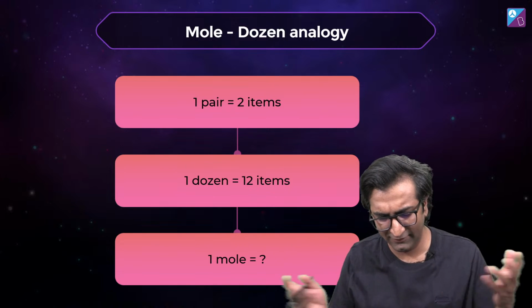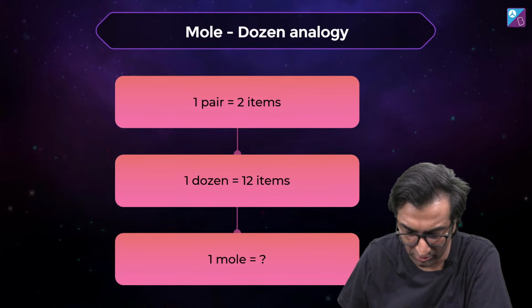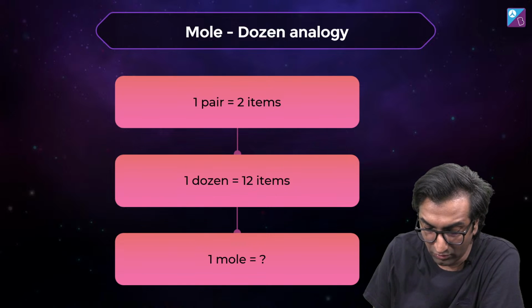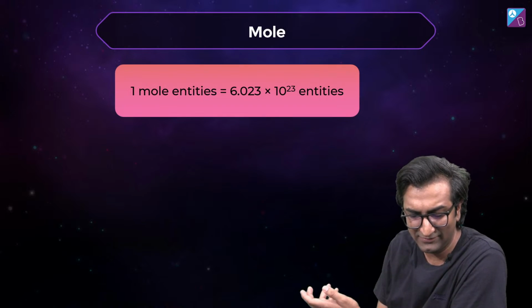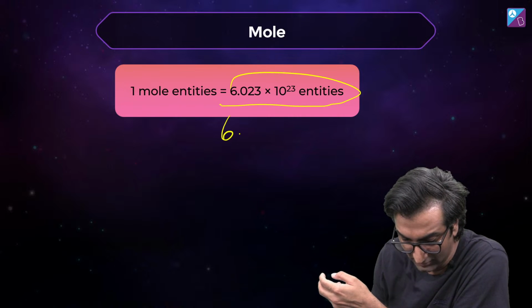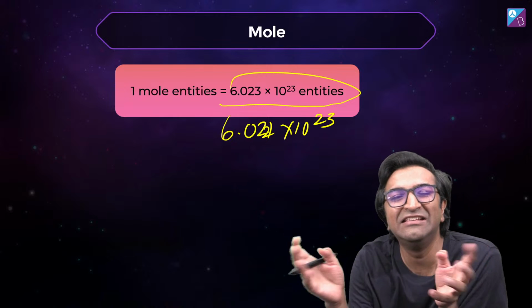You probably already know the number is 6.0221 × 10^23. You know this number. But where does it come from? That's what we're going to talk about in the next 5-10 minutes. So one pair is 2 things. 1 dozen is 12 things. 1 mole is exactly like that. It's just 6.0221 × 10^23 entities.